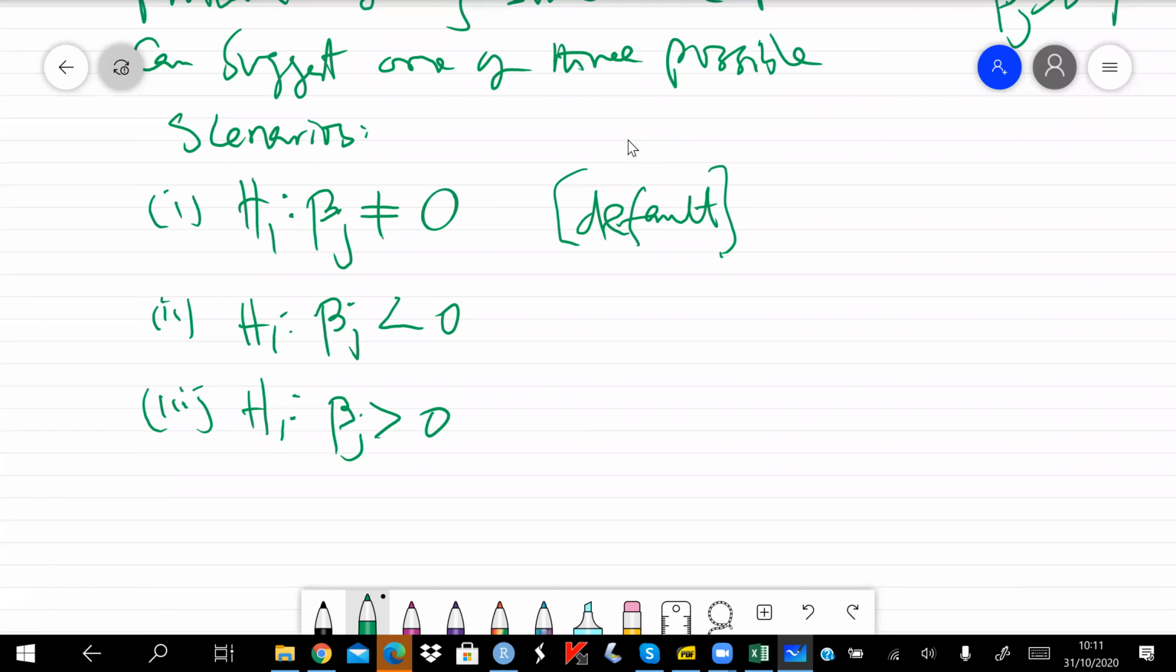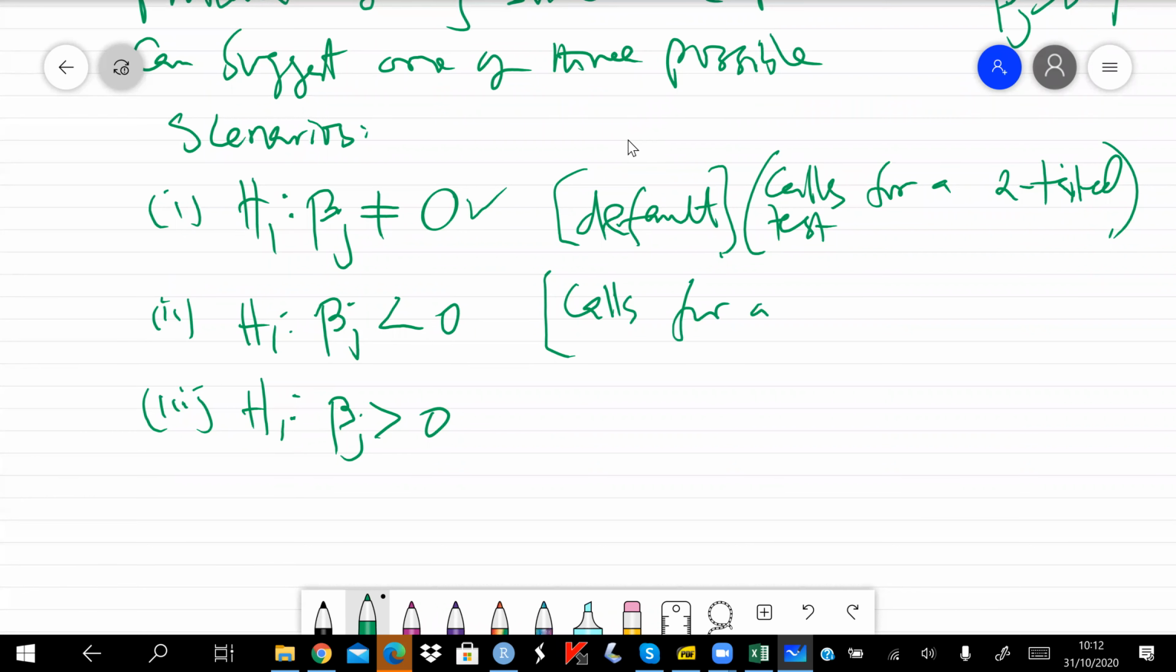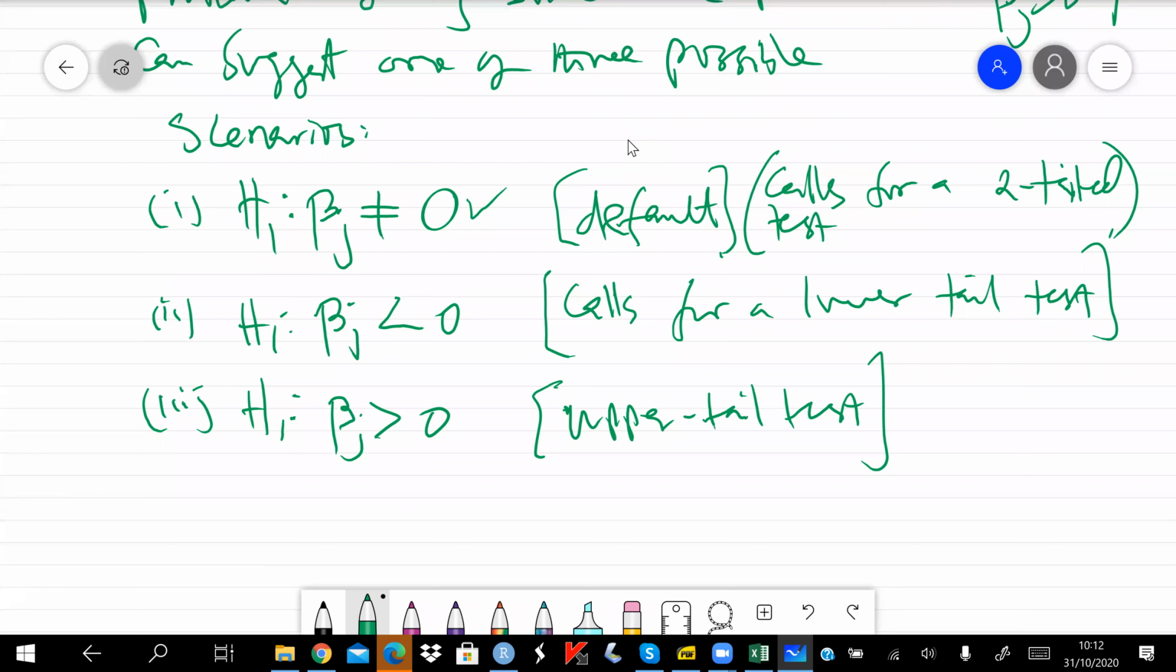So if Roman 1 is your alternative hypothesis, this calls for a two-tailed test. That means that you are going to equally apportion your critical region, or the rejection region, on both tails of your distribution. Then if this is your alternative hypothesis, this calls for a lower tail test, so that means you put the entire critical region on the lower tail of your distribution. Then this one is calling for an upper tail test, where you apportion the entire critical region on the upper tail of the distribution.